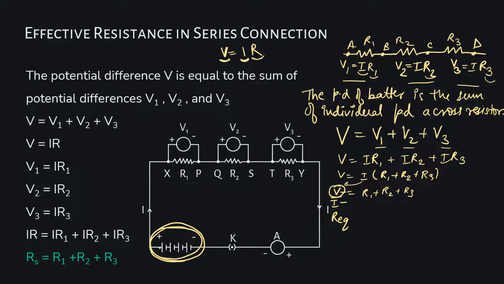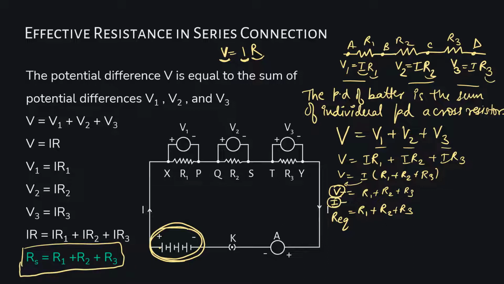This V is the total potential difference in the circuit, which is the potential difference of the battery, and this I is the total current flowing through the circuit, which is also the current flowing through the resistors. So V by I gives you R. Total V upon total I gives you total R, which is R equivalent equal to R1 plus R2 plus R3. That is how you get this formula written in green here.